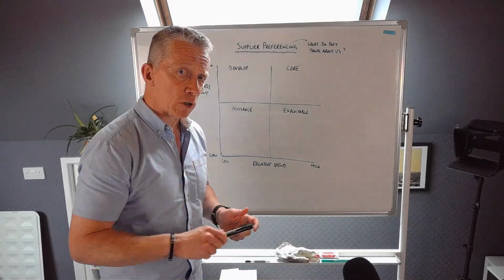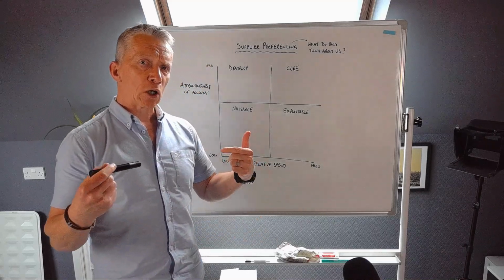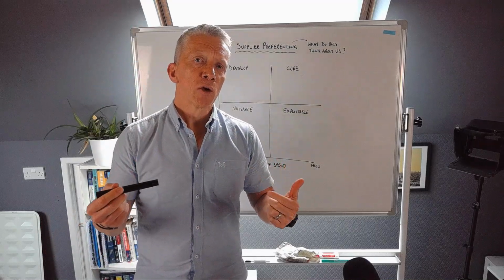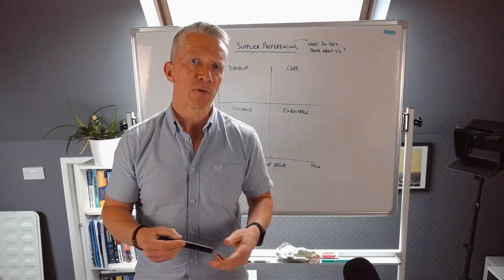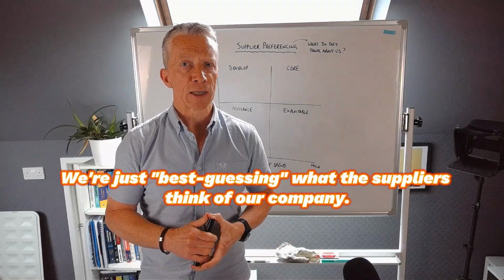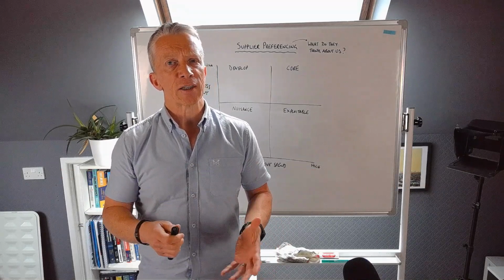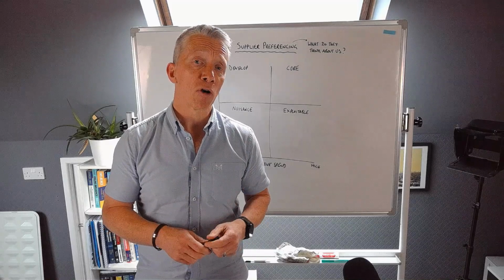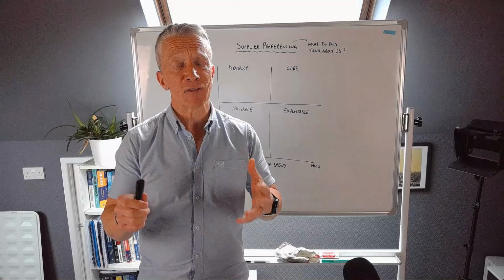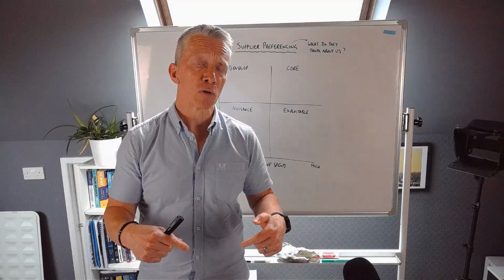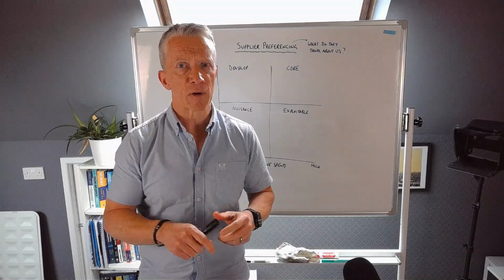There's a flaw with this model though, because we look at this supplier preferencing through our own minds. We're just making an assessment, an estimate, if you will, of what the supplier might think of us. So when doing this, it's best to get perspectives of colleagues as well, so you get a more rounded perspective. But even then, it's still an internal view of what the suppliers might think. So there is a fair bit of guesswork to it.